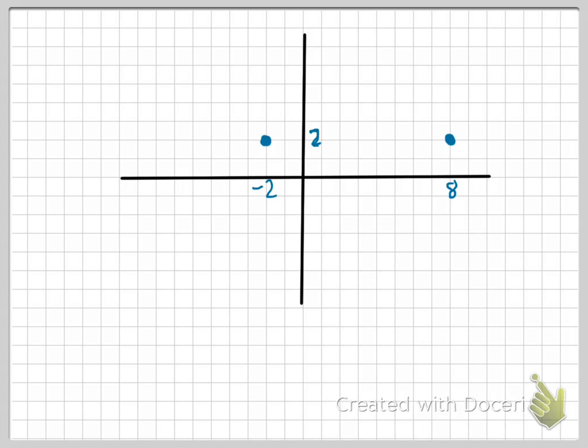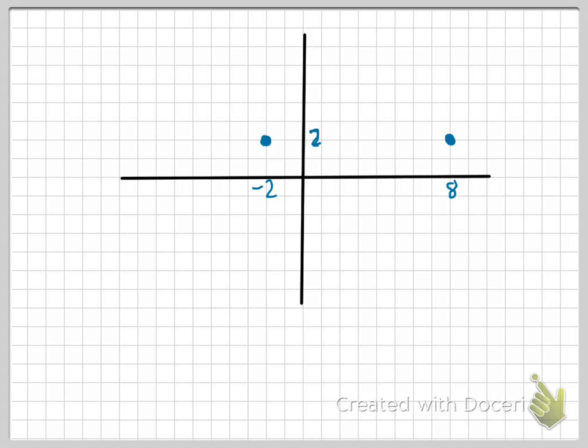So since those are our focus points, we're going to have an ellipse that's wider than it is tall. So our equation is going to have our x first and our y second. And our a value is going to go with our x. So before I start with that equation, I'm going to go ahead and find my center.